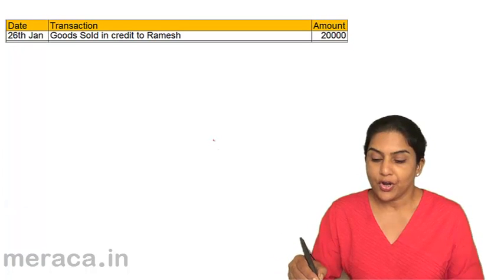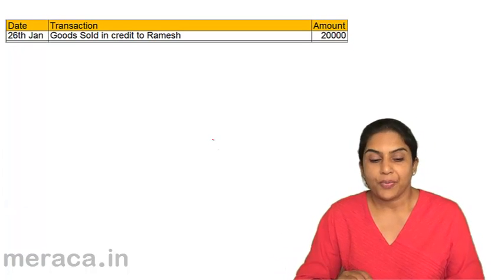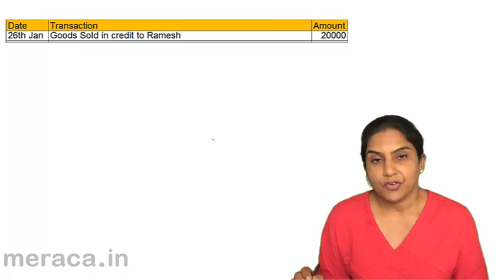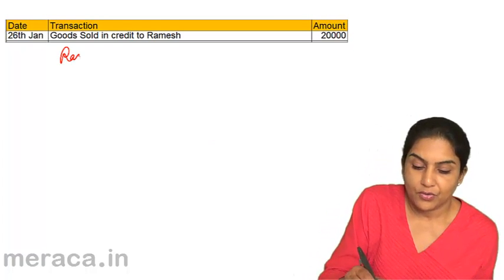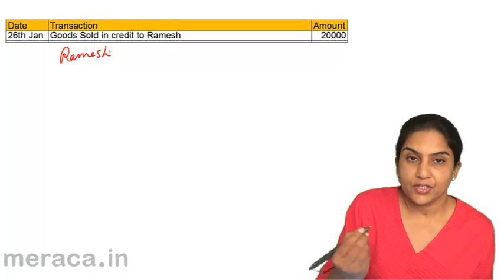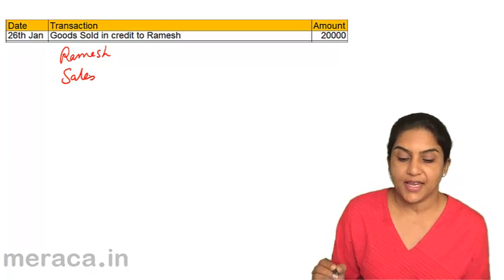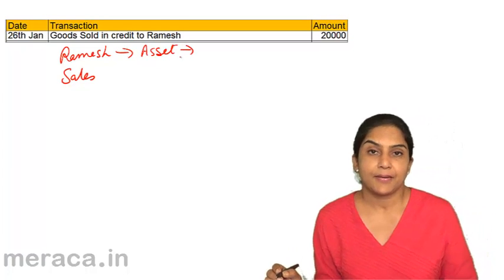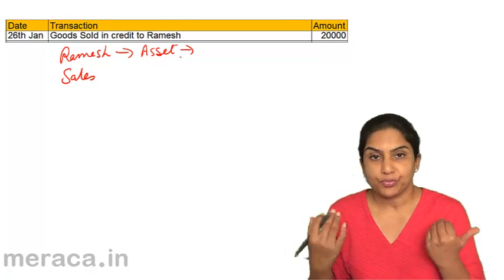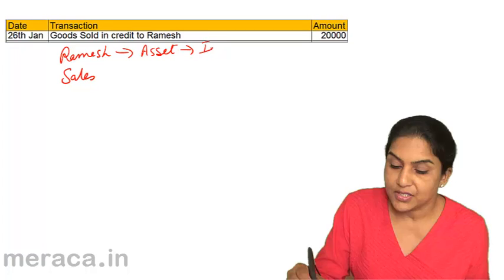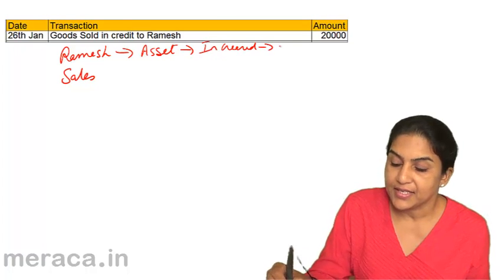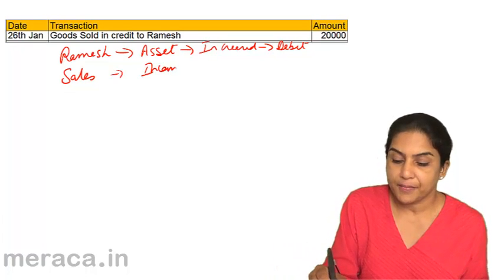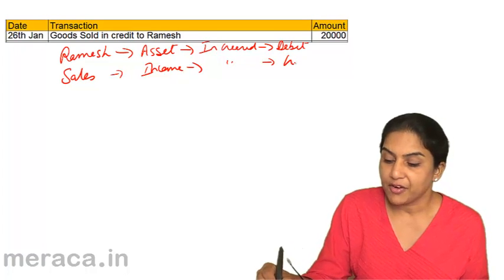Next, goods sold on credit to Ramesh. On 26th Jan, goods sold on credit to Ramesh. So what are the accounts involved here? One is Ramesh. The other is goods sold, so it is sales. Ramesh is an asset. Why is it an asset? Amount receivable. Amount is to be received from Ramesh. So this receivable has increased, therefore it is a debit. Sales is an income. Income has increased, therefore it is a credit.